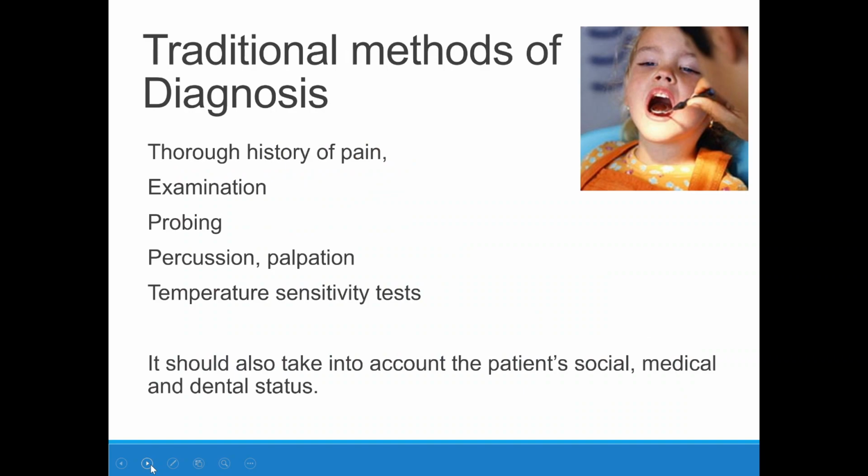So what are the traditional methods of diagnosis? Of course, we should take a thorough history of pain. Usually we ask parents, because a child of preschool age can't explain or tell us the history of pain. Of course, oral examination: probing, percussion, palpation, and temperature sensitivity test. We spoke a lot about methods of diagnosis when we spoke about caries diagnosis. So in pulpitis, these methods are most prevalent.